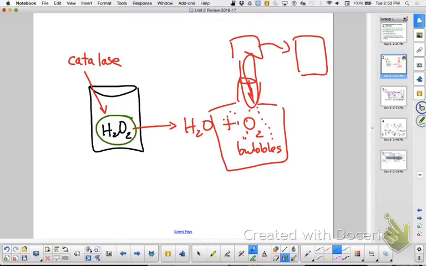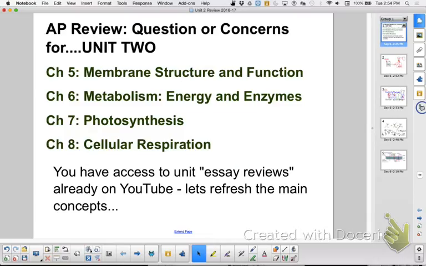Okay. Let's go ahead and move on, let me make sure I talked about everything here. Oh, energy of activation. I didn't use those words. Enzymes lower the energy of activation, that hurdle. Good. They don't change the end results. Good job. So now that brings us to photosynthesis and cellular respiration.